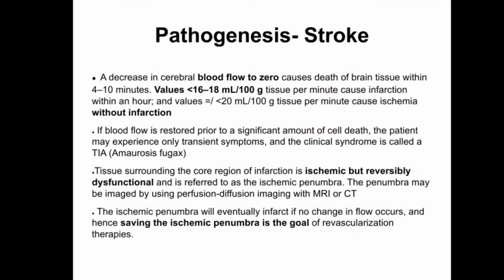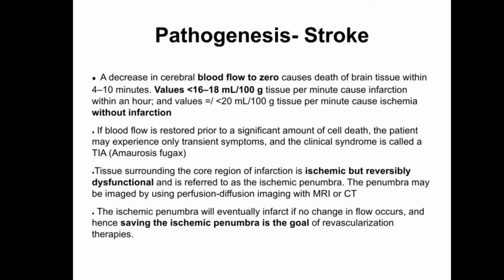So the symptoms or signs depend upon the type of the stroke and the site of involvement. What is the pathogenesis? Pathogenesis depends upon how much blood is prevented from going into an area of brain. If it is complete cessation of blood flow, infarction is the result. But if it is 16 to 18 ml per 100 gram tissue, infarction within an hour can occur. If it is 20 or 24, there is only ischemia without infarction. That means you can salvage, you can save the area.